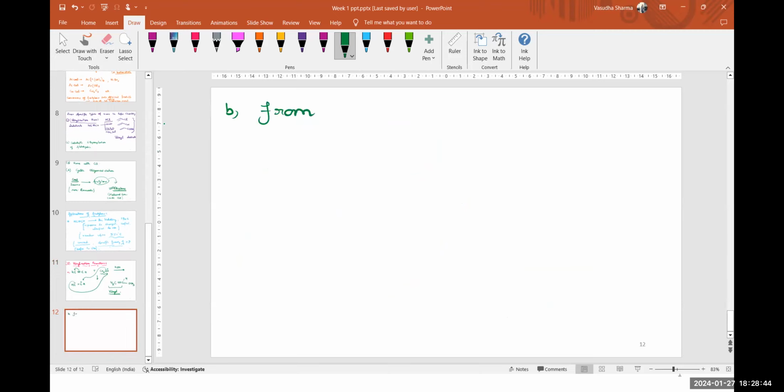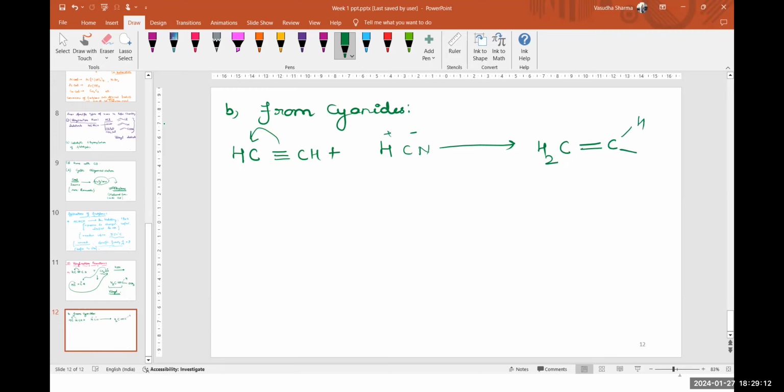That was from methanol. Now we are taking a cyanide. So I have CH triple bond CH plus HCN, which we have seen earlier also. Again, I'm giving the negative charge to one side because it would be a heterolytic cleavage. One will take up the negative, one will take up the positive. So this is positive, this is negative, and here it will form CH2 double bond C, here one H, and this is cyanide. So this is vinyl cyanide.